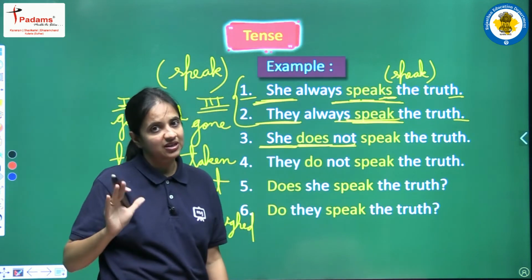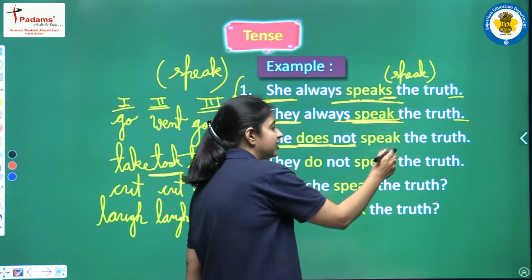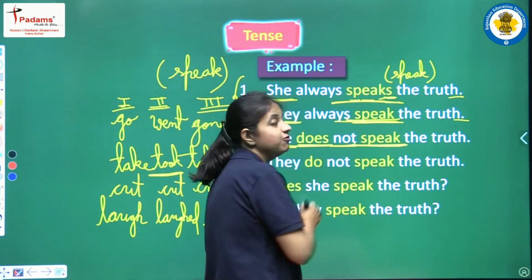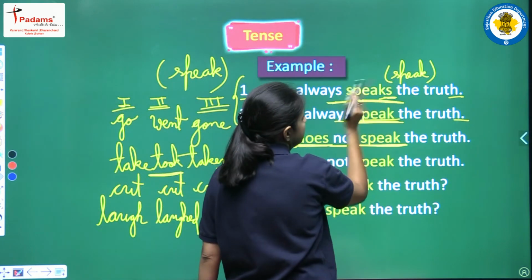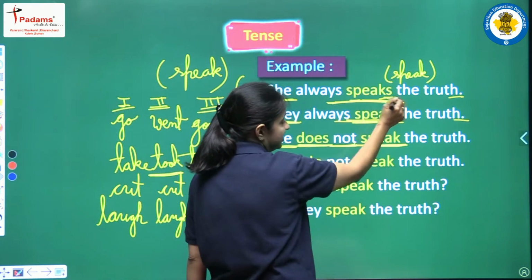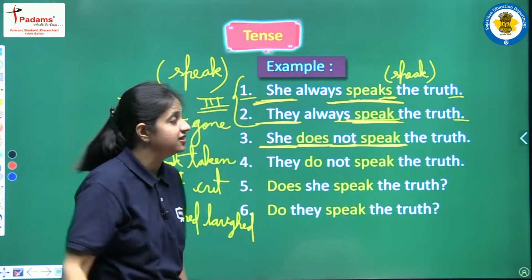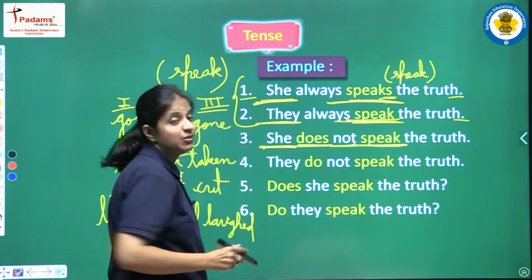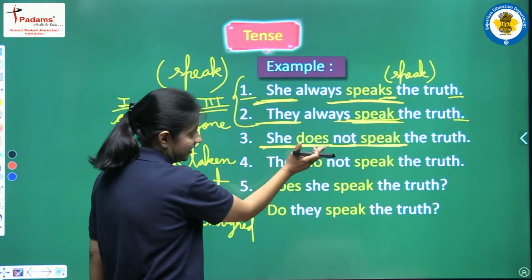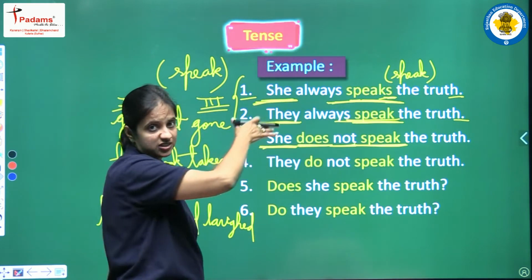Now we are talking about the main verb. So main verb will be first form only. Now we won't add s or es like here we did. Why did we add s and es here? Because this was the positive sentence. In this sentence also the subject was she, and in this sentence also the subject is she. But what is the difference? This is a negative sentence and this is a positive sentence.